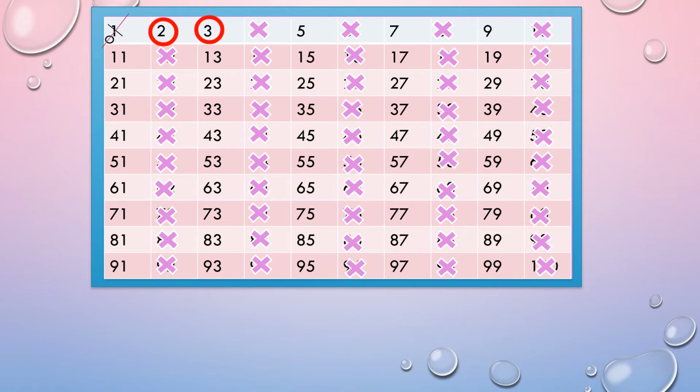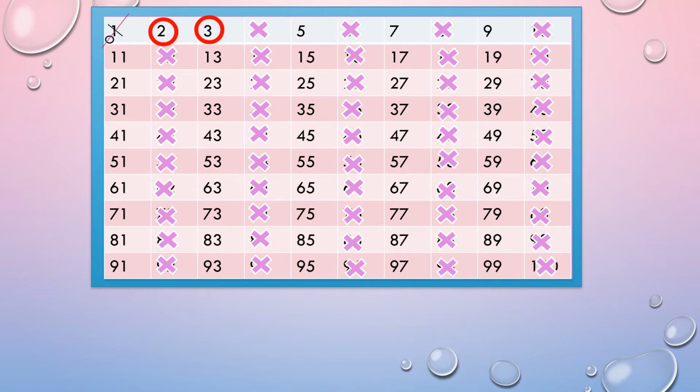Circle 3 and now cross out all the numbers that are divisible by 3. These are all the numbers that are in the tables of 3. Another way of finding out if a number is divisible by 3 is by adding up the digits, and if the sum is in the tables of 3, it is divisible by 3. So I've circled 3. I'm going to cross out all the numbers that are in the tables of 3. Some of the numbers have already been crossed out because they were in the tables of 2 also.